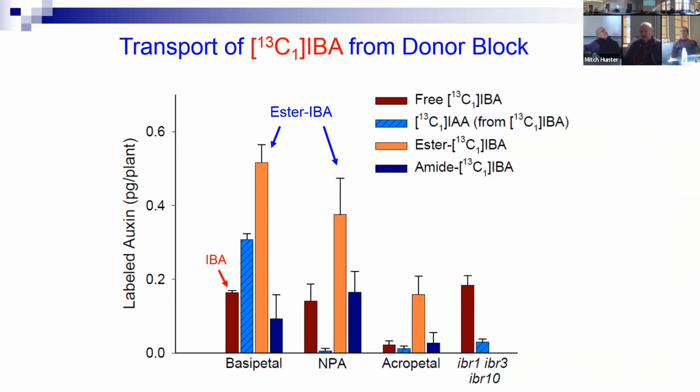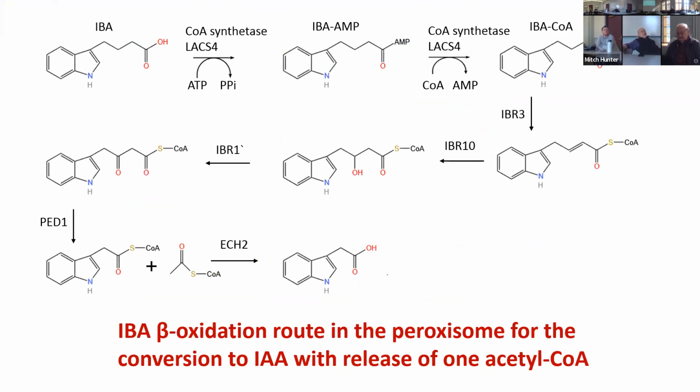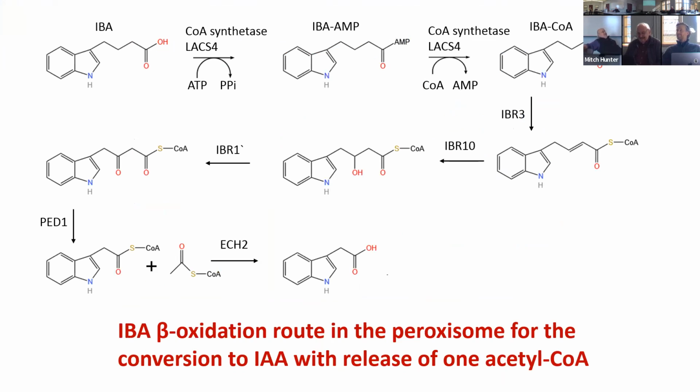IBA, like other auxins, moves around the plant, but unlike IAA, which pretty much stays as IAA when it moves around the plant, IBA is heavily conjugated as it moves basipetally in a plant. We showed this a number of years ago, and conjugation plays a major part in its metabolism. What's the primary conjugate? Oh, there it is. Oh, there you go. Right.